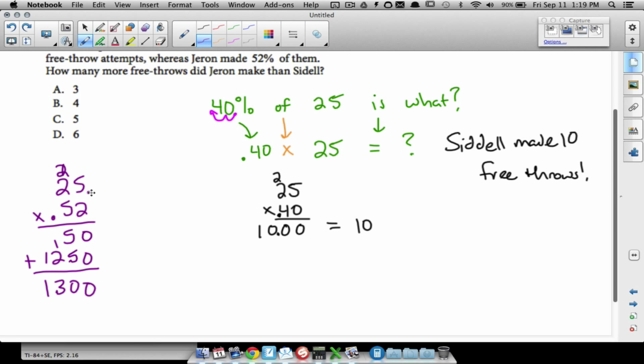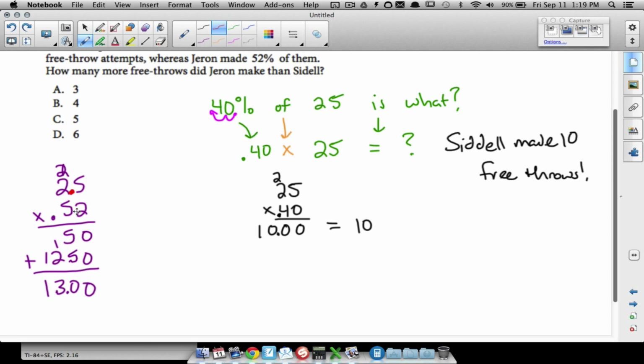We don't have any places. How many places are to the right of the decimal in 0.52? 2 places. Therefore, down here, we also want to have 2 places to the right of this decimal. Now, you might be thinking, okay, well, what if we did have like 2.5 up here? I'm just trying to give you an example of multiplying with decimals, but had it been 2.5, we would say 1, 2, 3 places.